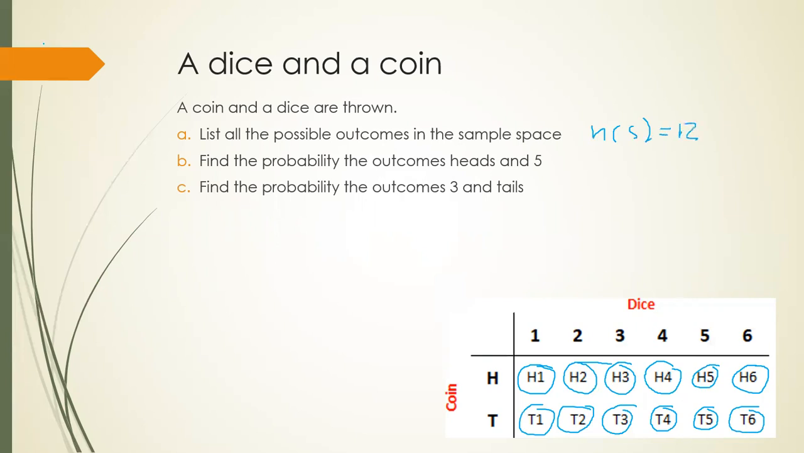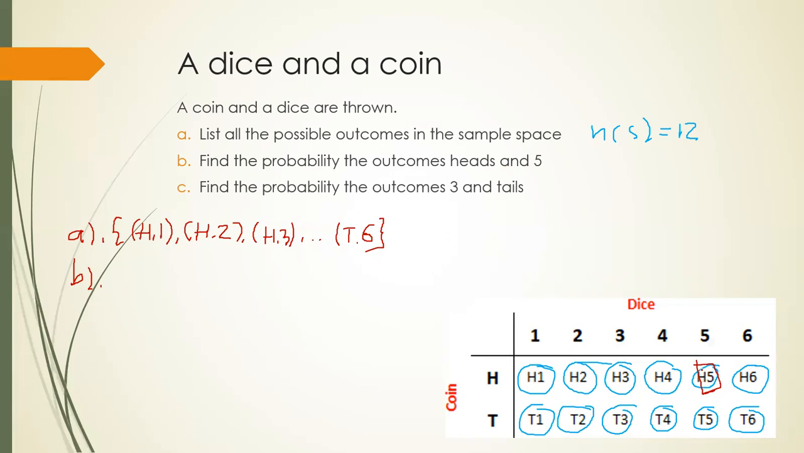And the list, I'm going to use another color. Okay, so the list are H1 or H comma 1, you could write it such as this one, or H2 or H comma 2, H3 or H comma 3, until this one, T6 or T comma 6. Right. B, find the probability the outcomes are H and 5. It's this one.